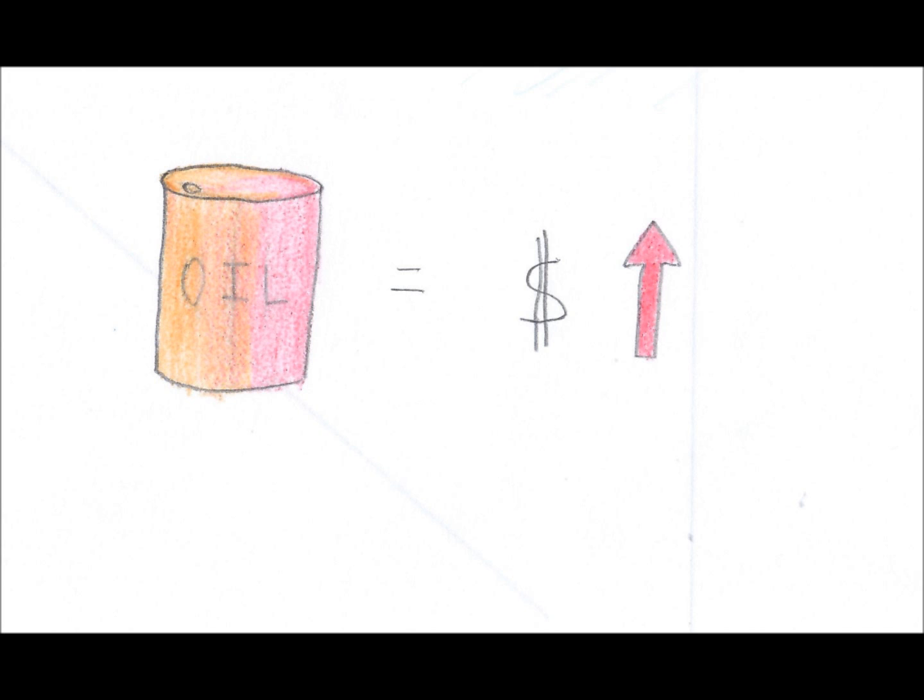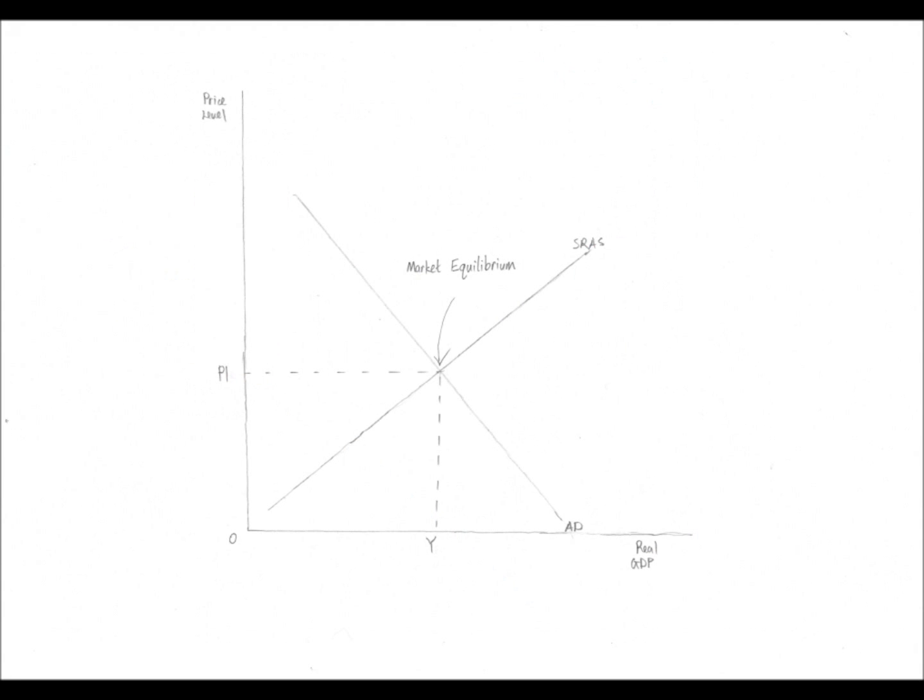Do you have any questions? What happens when AD and SRAS are put together like the demand and supply diagram?